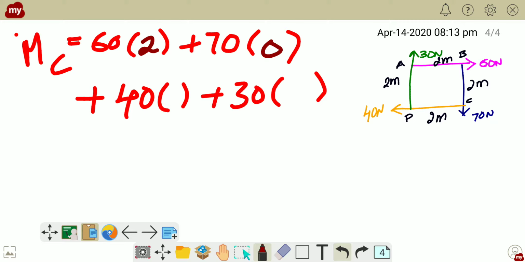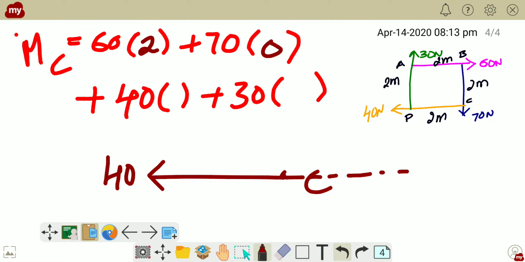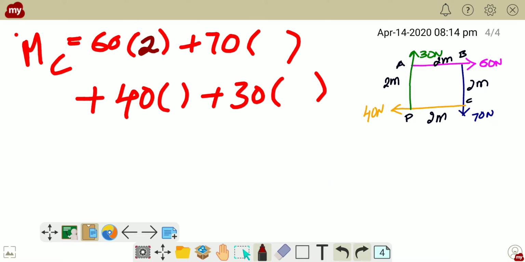So 0. And coming to the force 40, this is the force 40, and this is the point C. Let us try to draw the line of action of force. For this line of action of force, is there any distance between point C and the line of action of force? No, it is 0. So the same 0 again, let us write inside it.